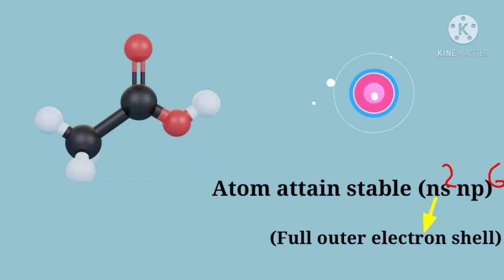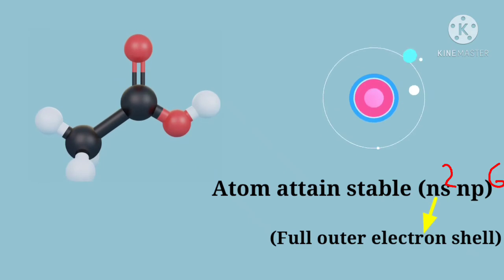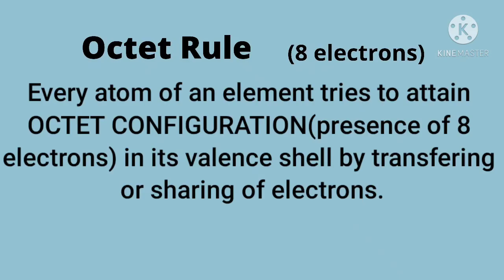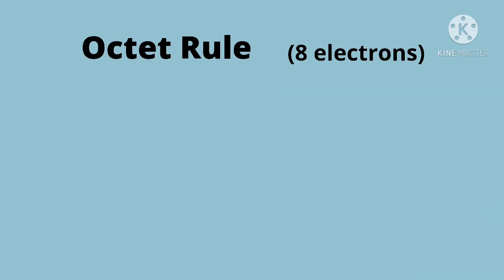Kossel and Lewis suggested one particular concept, that atoms attain stability when they are linked by a chemical bond. They also framed a rule called the Octet Rule. Octet means 8 electrons. The rule says every atom of an element tries to attain an octet configuration in its valence shell by transferring of electrons or sharing of electrons. This is known as the octet rule.